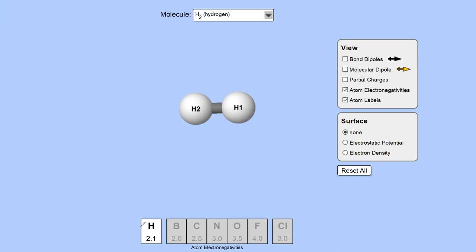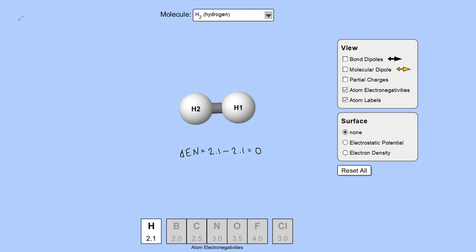Down here are the atom electronegativities. And so we can see that if we have 2 hydrogen atoms, our electronegativity difference, or our delta EN, is going to equal 2.1 minus 2.1, which is equal to 0. And anything below 0.4 is nonpolar.